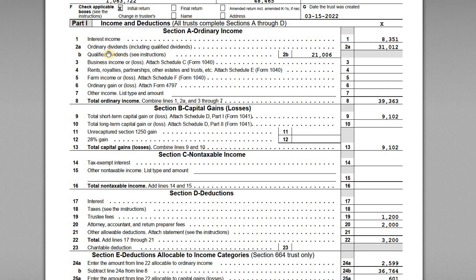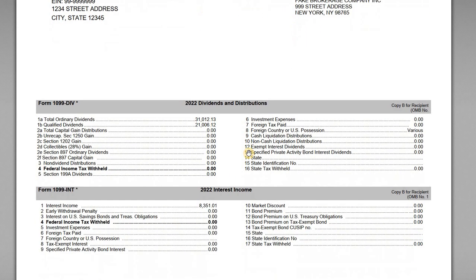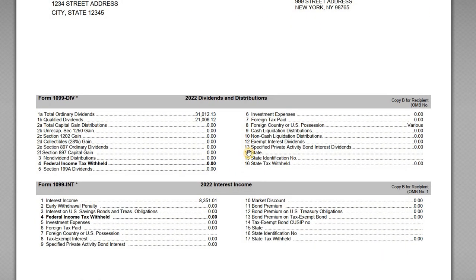All right, so let's get into sections A through D and E as well on the income and the deductions. So if we look at the 1099 for the trust, these should be familiar for anybody that has a brokerage account, right? You get a brokerage account statement that shows the account holder name and tax ID number and address, and then what is the investment income earned in the account during the year. So we've got $31,000 and change of ordinary dividends, of which $21,006 is qualified.